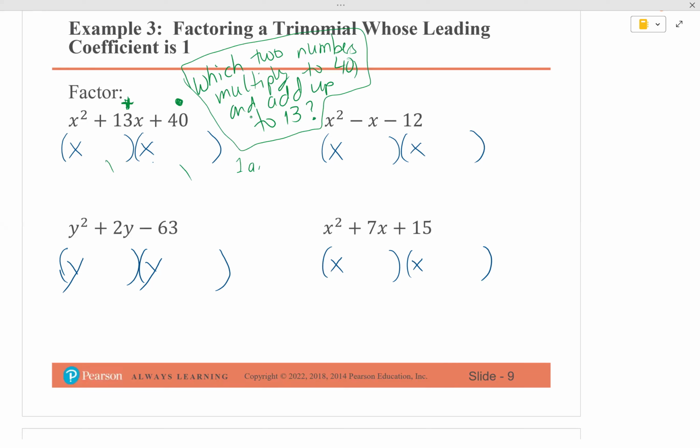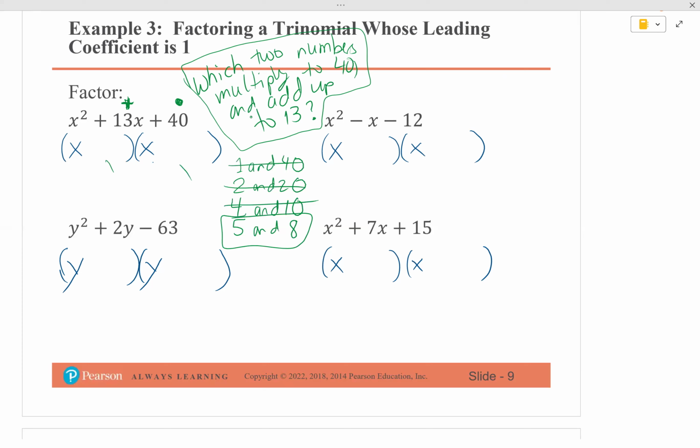What about 1 and 40? 1 times 40 is 40, but 1 plus 40 is definitely not 13, so no, that's not it. 2 times 20 is 40. Do 2 and 20 add up to 13? Nah. What else? 4 times 10 is 40, but 4 plus 10 is not 13. Close though, huh? All right. How about 5 and 8? 5 times 8 is 40. Ooh, and 5 plus 8 is 13.